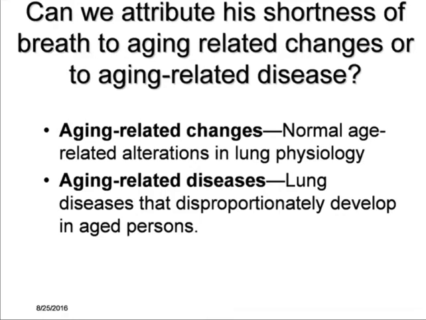First, aging-related changes are the normal age-related alterations in lung physiology, whereas aging-related diseases are lung diseases that disproportionately develop in aged persons. For example, COPD and lung cancer are observed in older smokers. Idiopathic pulmonary fibrosis develops disproportionately in older people, and restrictive chest wall diseases like scoliosis and kyphosis are overrepresented in older persons.